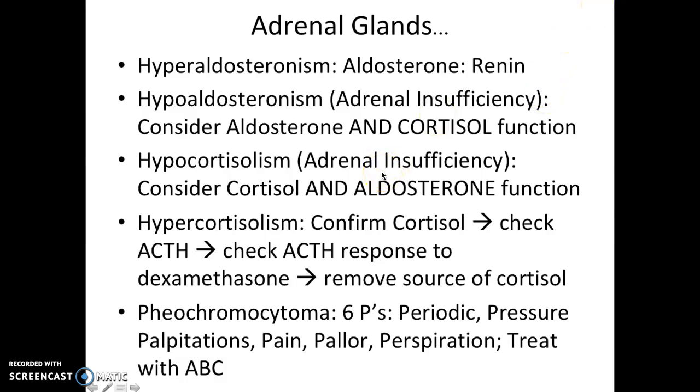Is it going to be Cushing syndrome, so high cortisol, or is it going to be Cushing disease, so high ACTH? And we do this by, one, confirming that there is cortisol, check the ACTH levels, then you want to check the ACTH response to that high dexamethasone, and finally remove the source of the cortisol. Last, we have the pheochromocytoma, which is the 6 Ps. So that's that periodic episode of pressure, palpitation, pain, pallor, perspiration, and treat via ABC and then surgery.